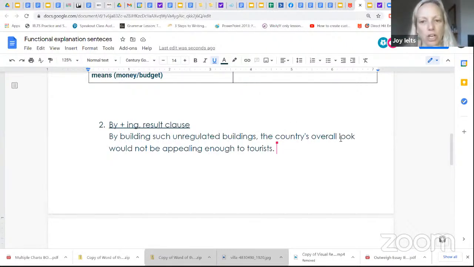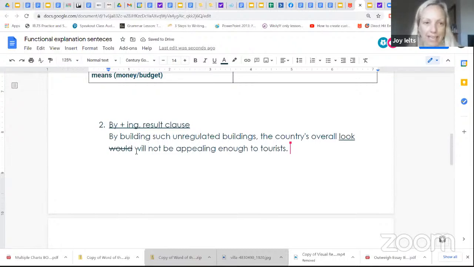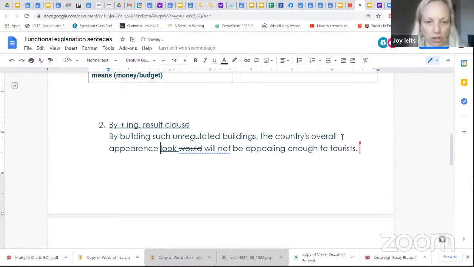Okay, the country's overall look. We're going to think of a better word for look here. Would not be. Now, for this grammar, it's much better to use the present or future with will, but not would. It's not really a conditional sentence, so the would isn't great here. I'm going to cross that out. Simply will, because it's more definite. Its results are definite. It doesn't depend on anything here. We use would when it depends on something else. So I'm going to suggest the appearance for look.